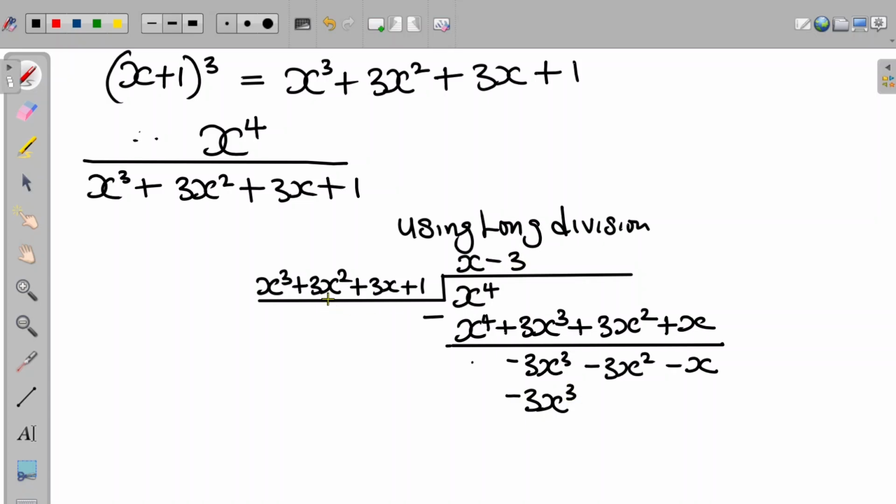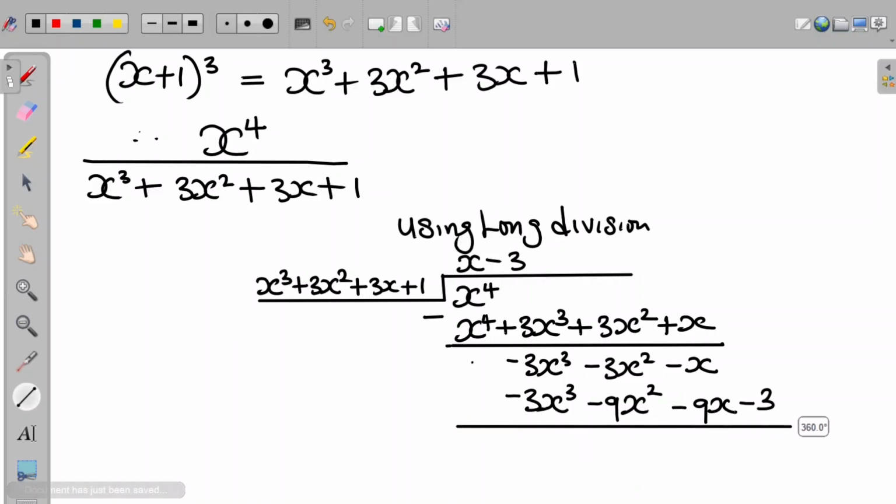Negative 3 times 3x squared is negative 9x squared. Negative 3 times 3x is negative 9x. And negative 3 times 1 is negative 3. So at this point, we still have to subtract. So we have that minus 3 minus 9. So minus 3, minus times minus is plus, we have plus 9, this is equal to 6.